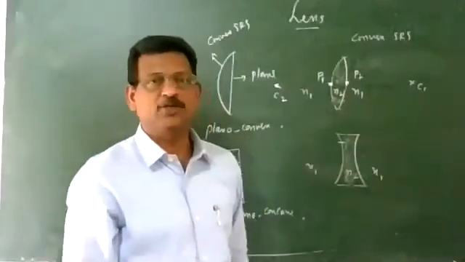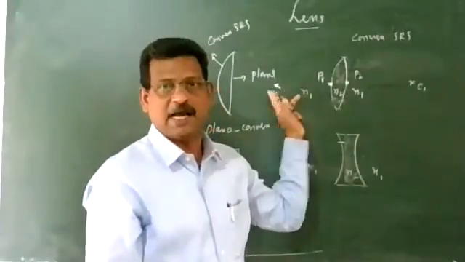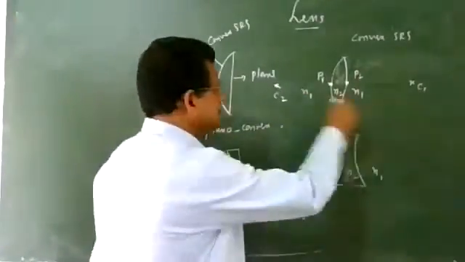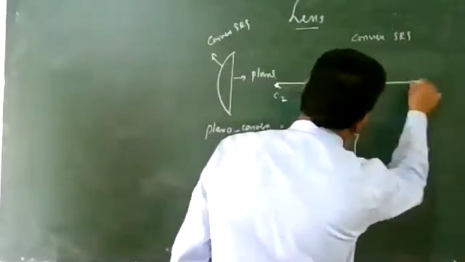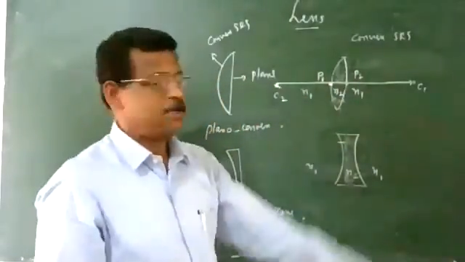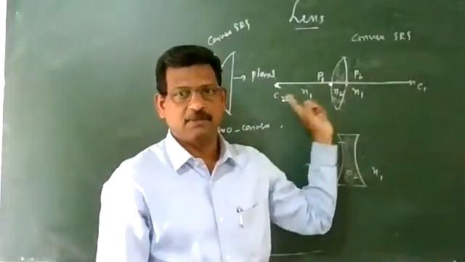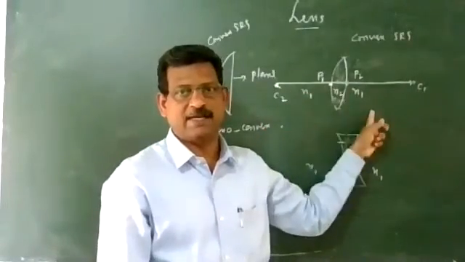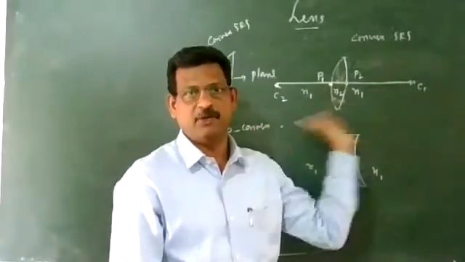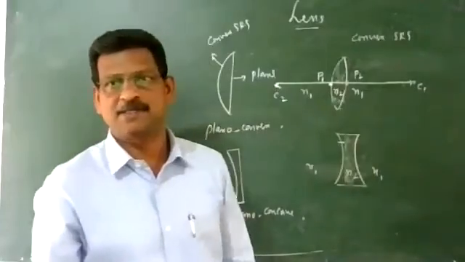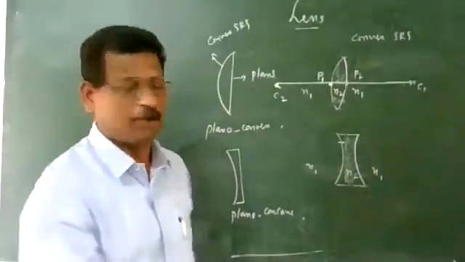So a straight line joining the centers of curvature and the poles of the SRS we call the principal axis. C1 for the convex SRS is on the right side, and the center of curvature of the second SRS is on the left side, and P1 and P2 joined by a straight line is called the principal axis. Same in the case of a concave lens.